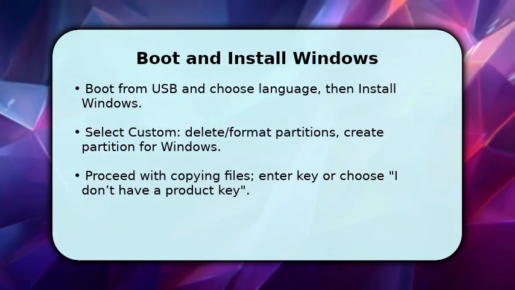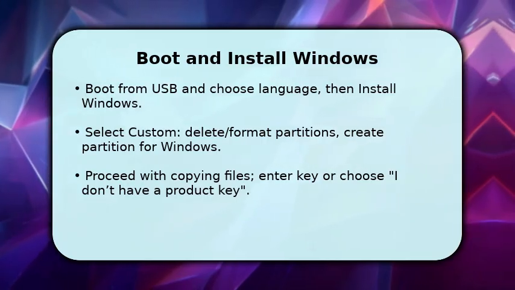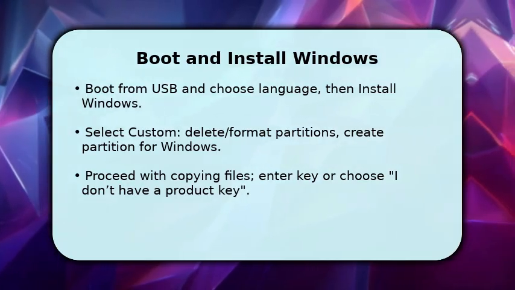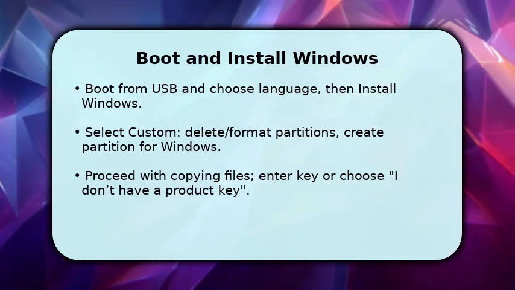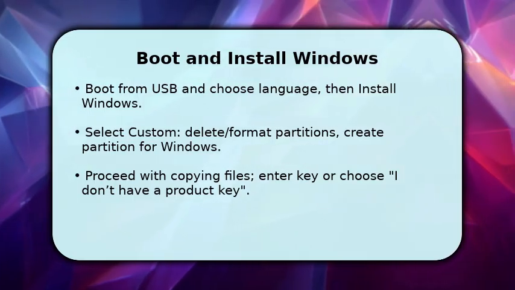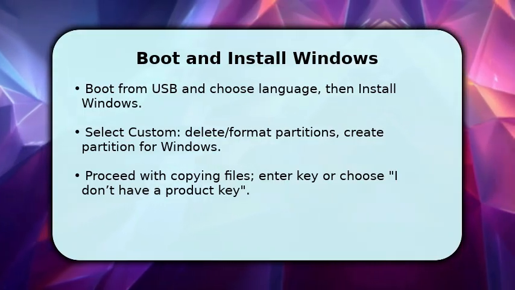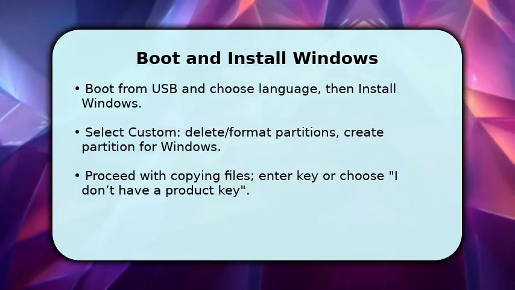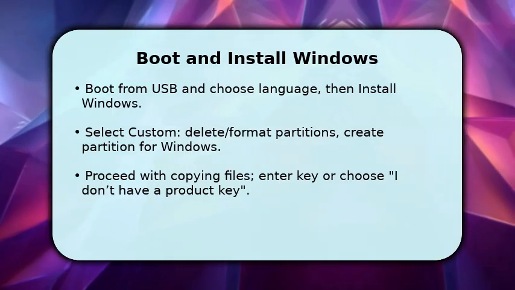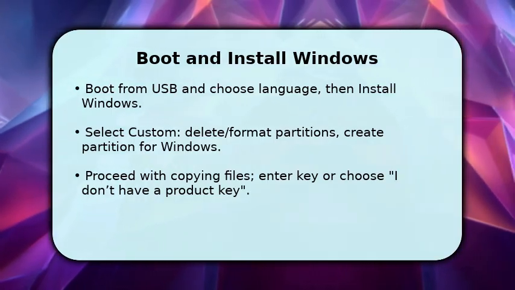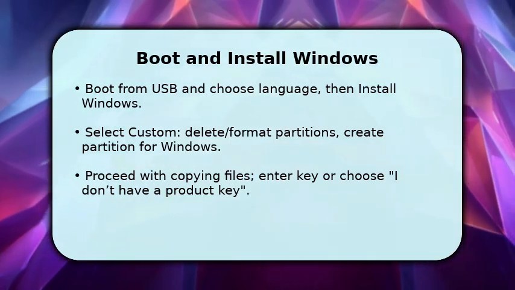Delete any old Windows partitions, create a new primary partition, and format it so Windows has a clean area to install. The installer copies files and restarts several times. Make sure you remove the USB only when prompted or after setup to avoid looping. Enter your product key when asked, or skip and sign in later. Activation can be completed after the final restart.